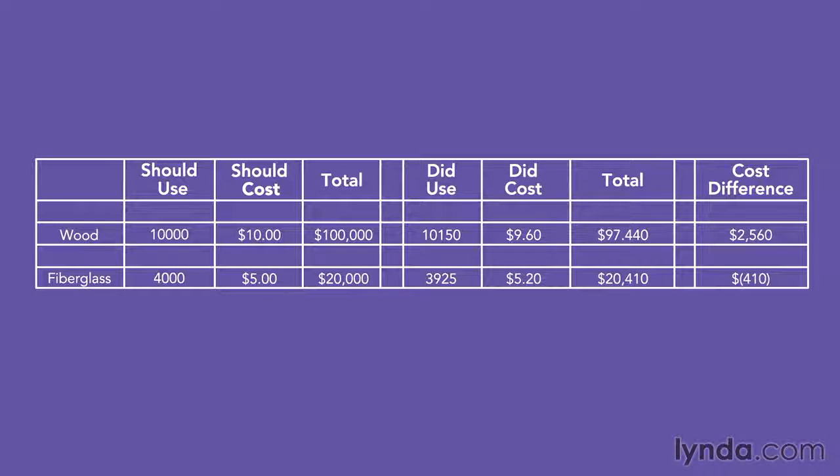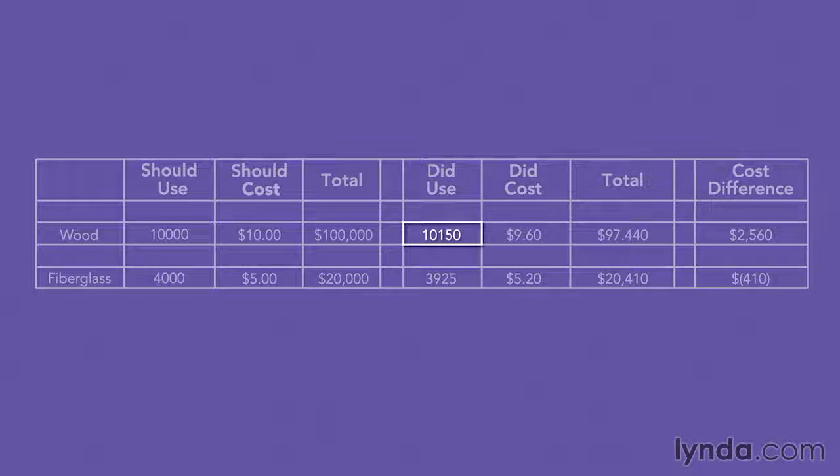Now, the company manufactured 100 boats during the period in question and used the following direct materials to manufacture these boats: 10,150 board feet of wood at a cost of $9.60 per foot. Turns out the company also used 3,925 board feet of fiberglass at a cost of $5.20 per foot. Now, obviously, many different kinds of raw material are required to make boats. For simplicity, we assume only two materials are used.